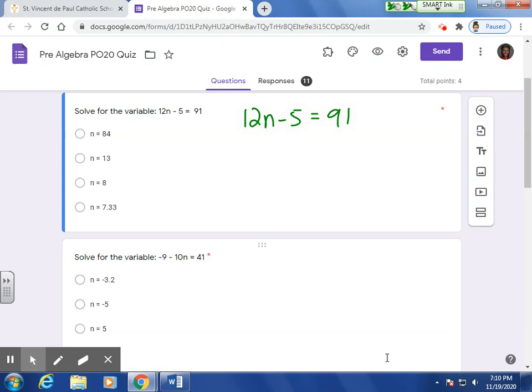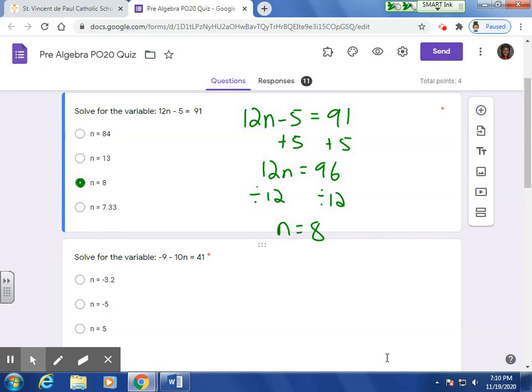And we talked about which one you start with. You always start with that constant, right? That little jingle that I taught you: start with your constant, move it to the other side. Second step, multiplier, divide. So you start with the addition or subtraction: add 5 to both sides. 12n equals 96. Divide both sides by 12, and n equals 8, which was option number 3, the correct option there.